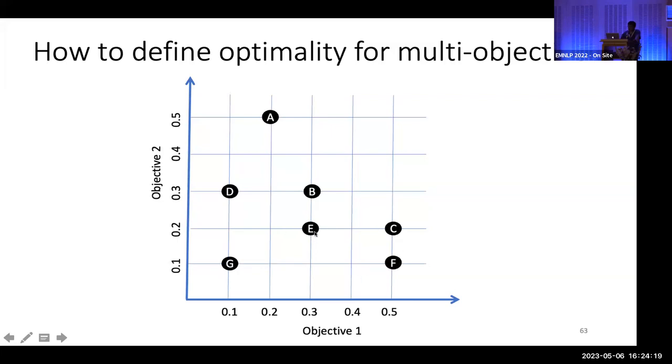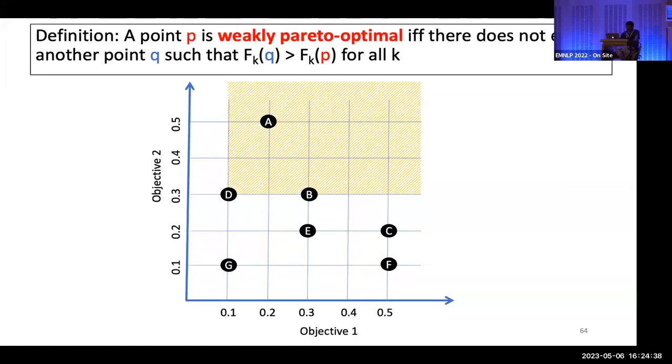Whereas another one, say this one, has better objective 2, but worse objective 1 compared to this, right? So there are multiple things that are good when you have multiple objectives. So one way to define this is something called Pareto optimal, and I'll motivate that by first defining weakly Pareto optimal.